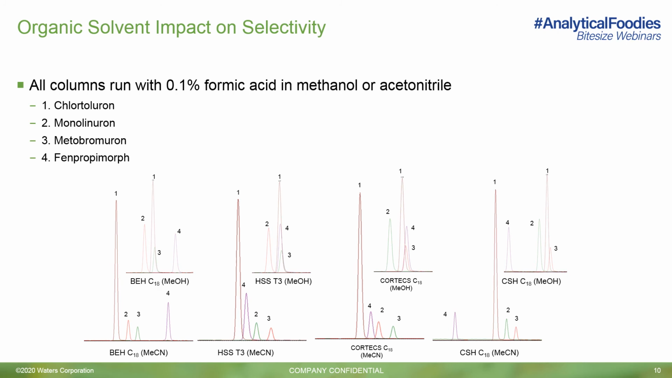Looking at the different column and organic solvent combinations, differences in selectivity for these 4 compounds are evident. The CSH C18 shows a unique selectivity amongst the 4 columns for compound 4, the fungicide fenpropimorph, as a result of the charged surface. As seen in the previous example, acetonitrile has provided the better separation between the 4 compounds. This better separation could allow for greater sensitivity and overall method performance for these compounds.